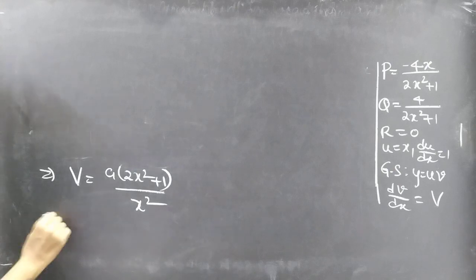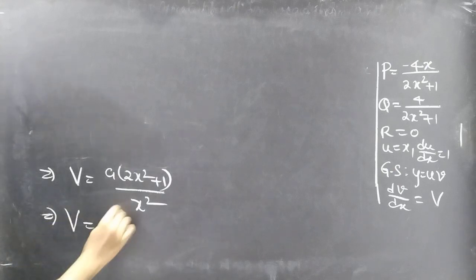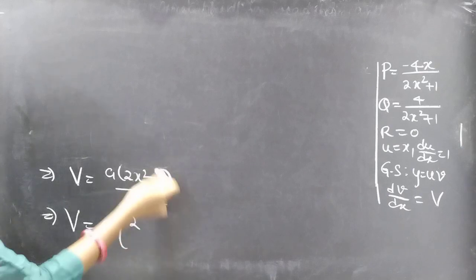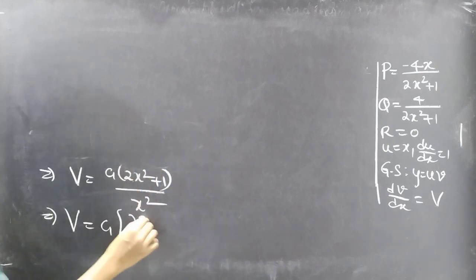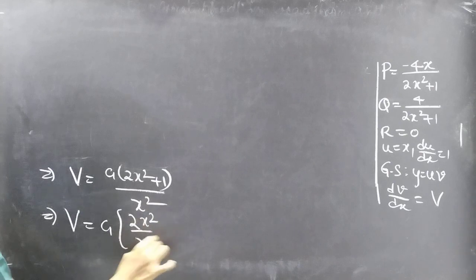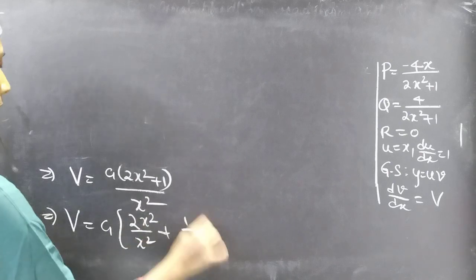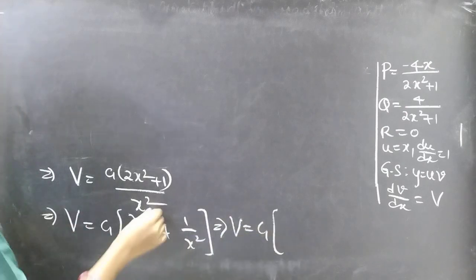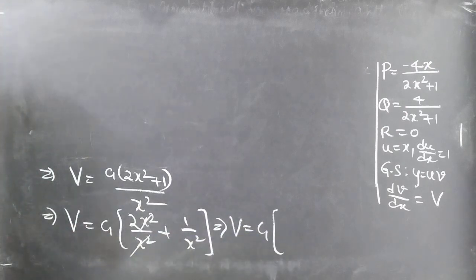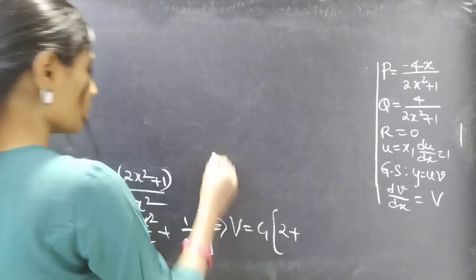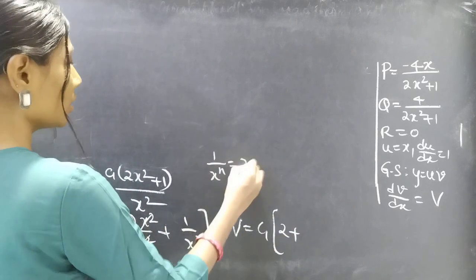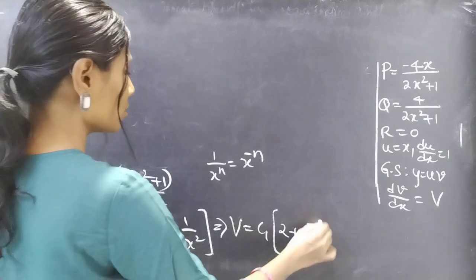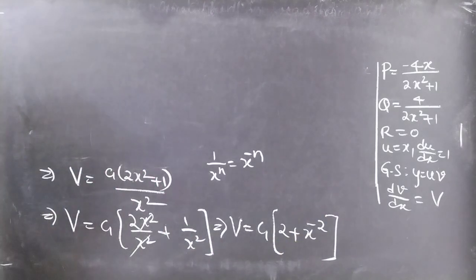Now we can split this fraction. You are having two terms in the numerator and one term in the denominator, so we can split this fraction into two fractions, 2x square by x square plus 1 by x square. Then v equals c1 into, here x square gets cancelled from the first term, we'll get 2 plus, since we know that 1 by x power n can be written as x power minus n, 1 by x square as x power minus 2.